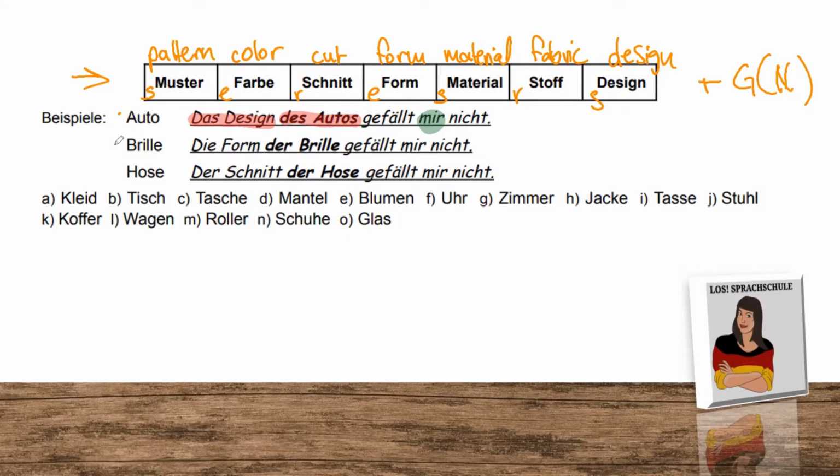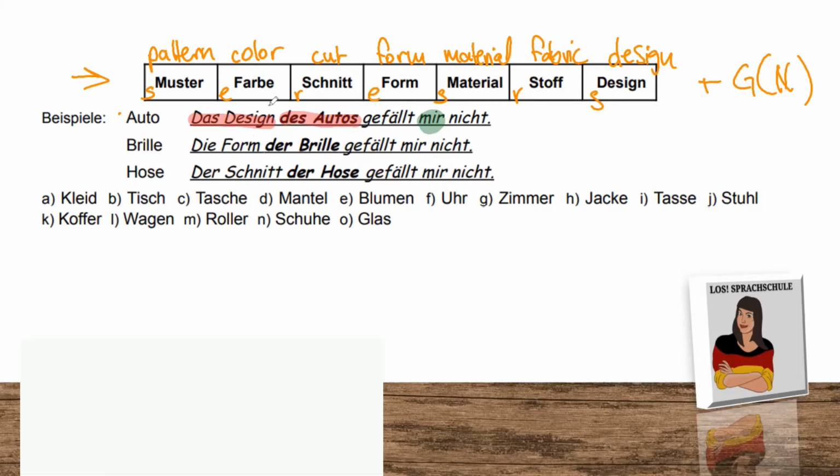Next one, die Brille, the glasses. Die Form der Brille gefällt mir nicht. The form of the glasses are not to my liking. Hose, pants. Der Schnitt der Hose gefällt mir nicht. The cut of those pants or trousers are not to my liking. I don't like how they are cutted.